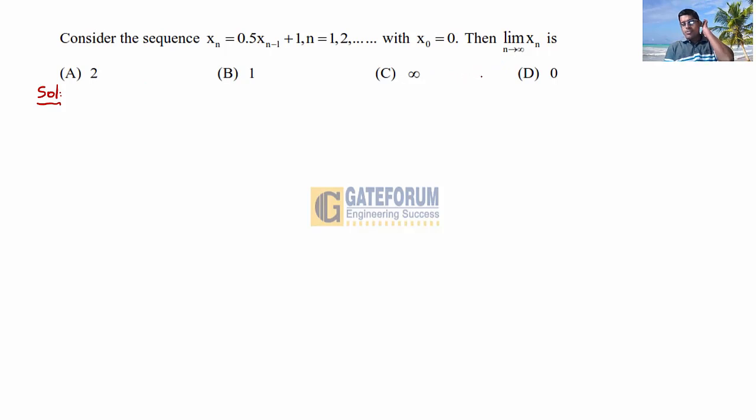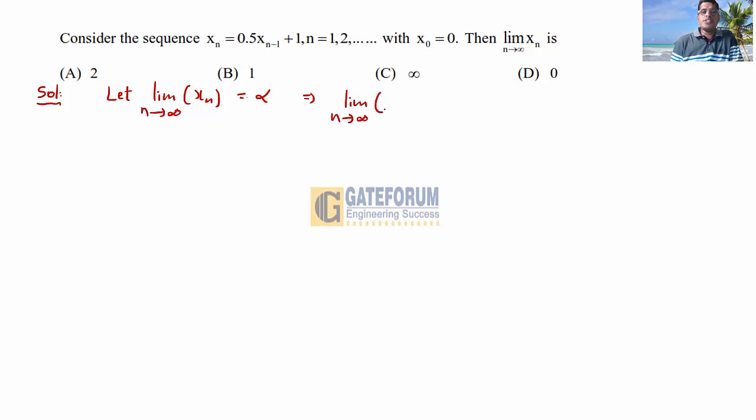Usually, according to the options, most options are finite. So let the limit as n tends to infinity of x_n, where x_n is the given sequence, be equal to some alpha, where alpha is finite. Let me check whether a finite value is obtained. Automatically, as n tends to infinity, the preceding term x_(n-1) also tends to alpha only. So in the given sequence, x_n is the nth term and x_(n-1) is the (n-1)th term.